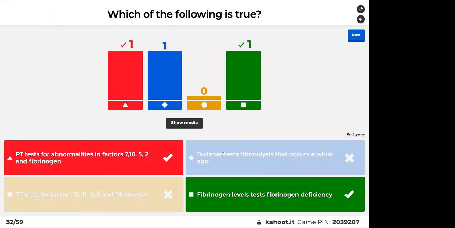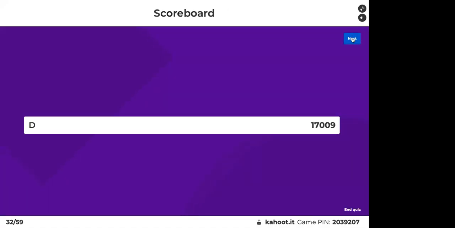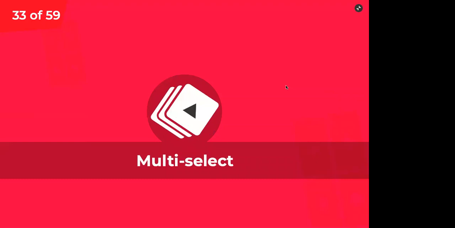Yep, so D-dimer tests fibrinolysis that occurred recently, not a while ago. PET tests for abnormalities in these factors, so that's correct. And then fibrinogen tests deficiency. And if we go to the next question, I think after this there should be an explanation slide.